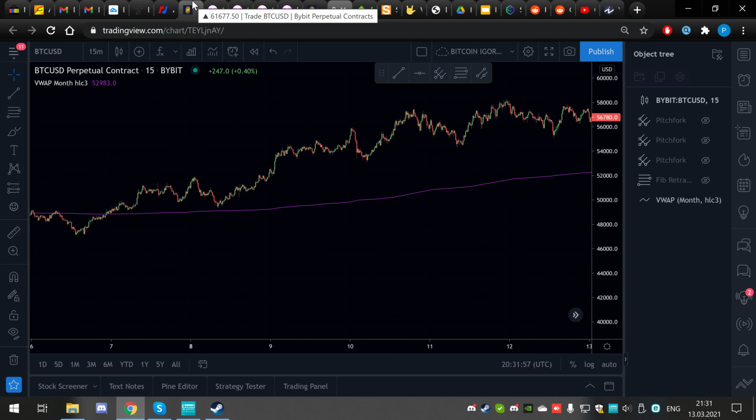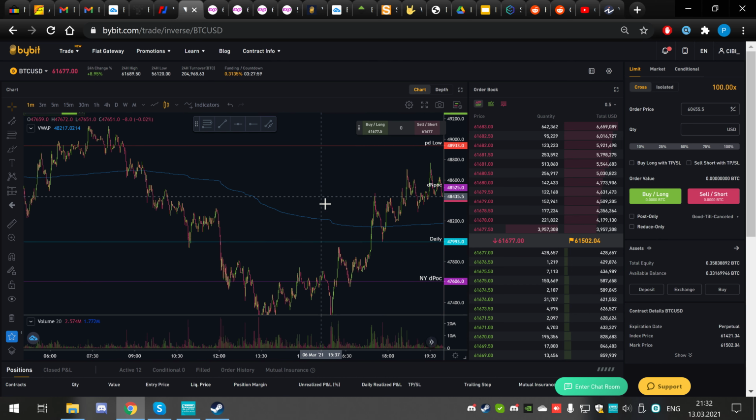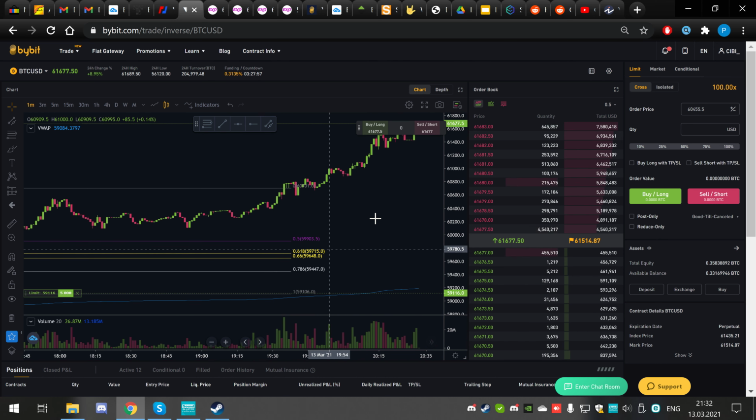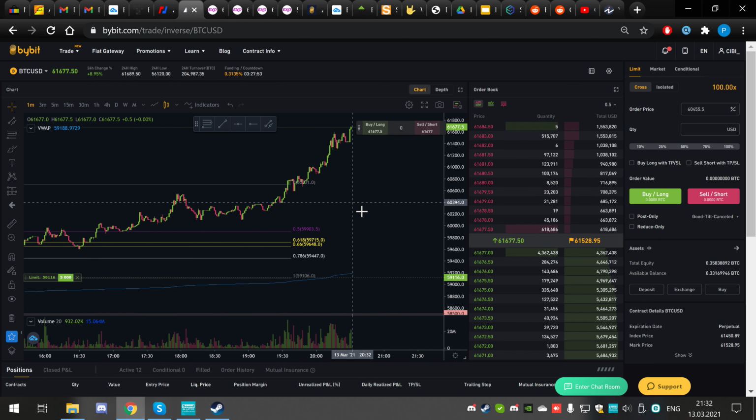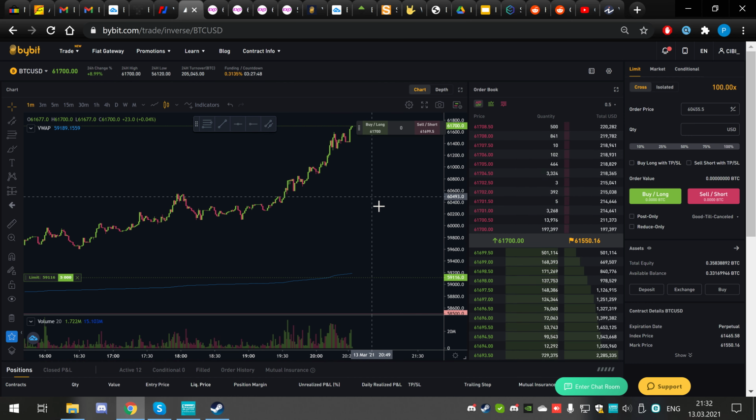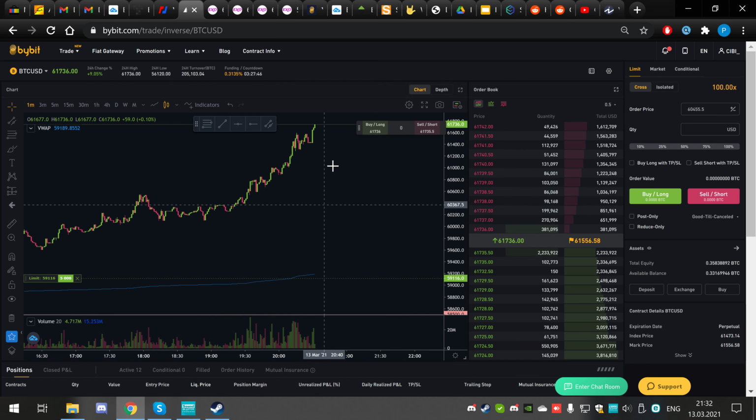Yeah, so this is VWAP. Really, really good tool. And today we are so far from it. So in case we get a big drop, I will be buying for sure. I will be buying like 100%. Deviation is just too big.